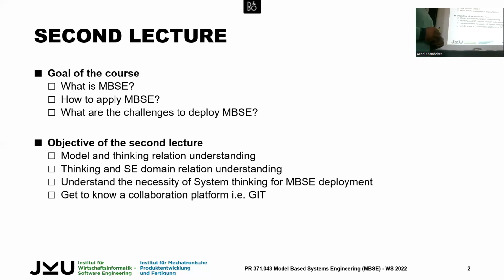Then we're going to learn thinking and systems engineering as domain relation understanding. So why we need systems thinking and how it's related to the systems engineering domain, that we'll understand. Understand the necessity of systems thinking for model-based systems engineering deployment. So one is for systems engineering, one is for model-based systems engineering.